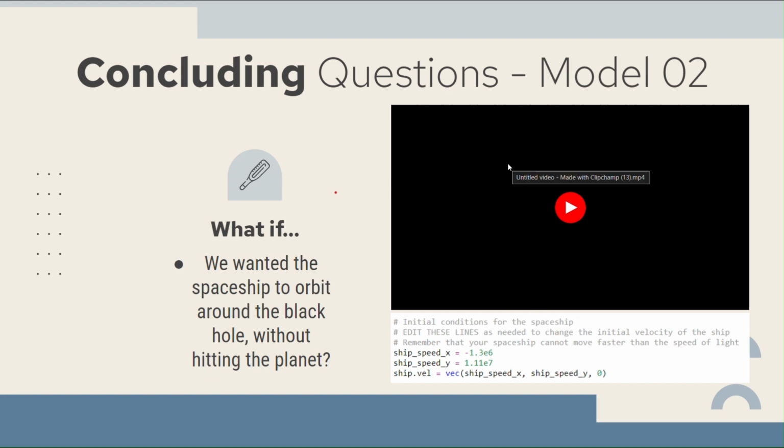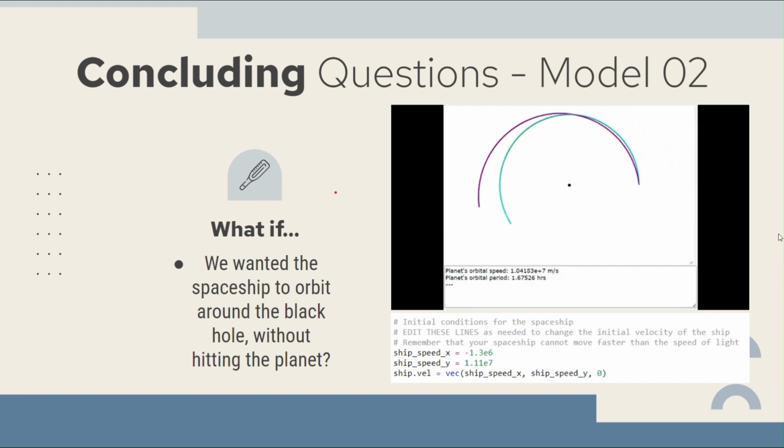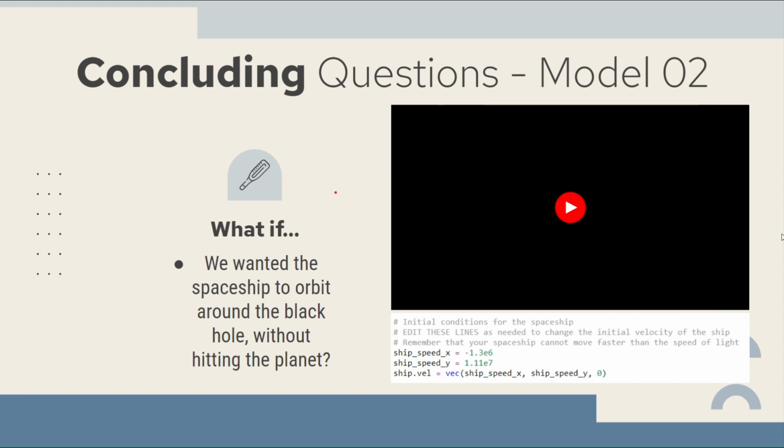Our concluding question for Model 2, what if we wanted the spaceship to orbit around the black hole? Well, by using guess and check again, we see that the ship's x velocity must be negative 1.3 times 10 to the 6th, and in the y, the velocity must be 1.11 times 10 to the 7th. This would look like this. Here, in the magenta, we see the spaceship orbit around the black hole.